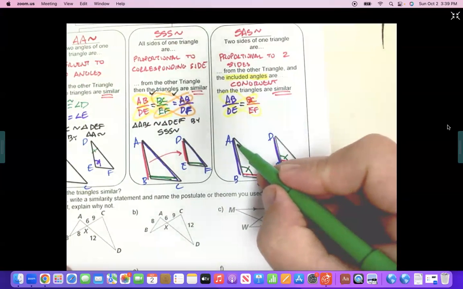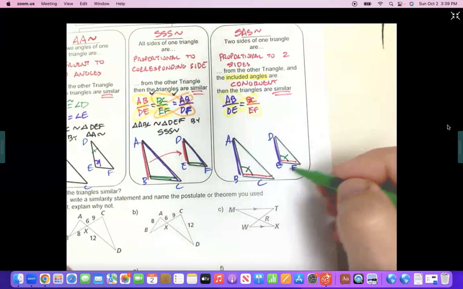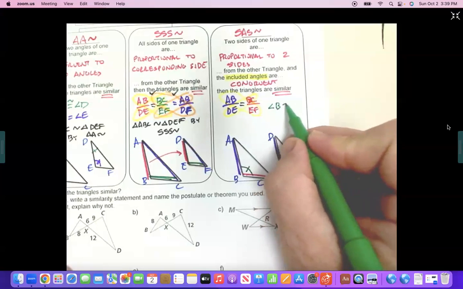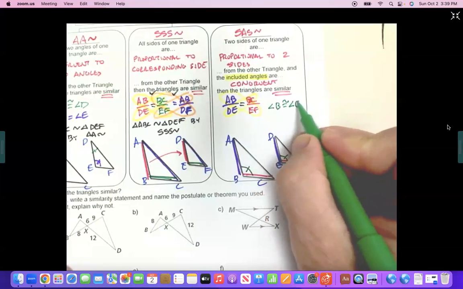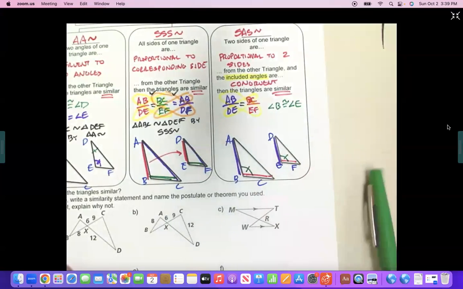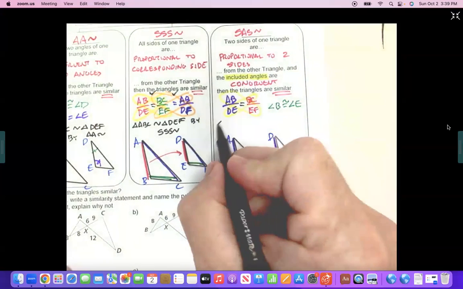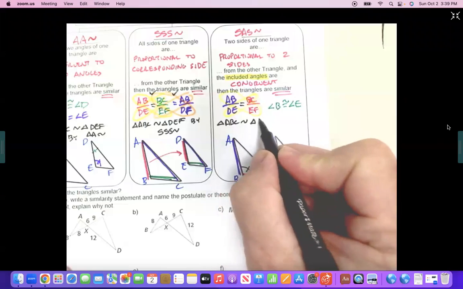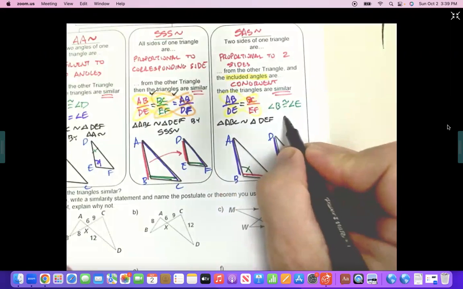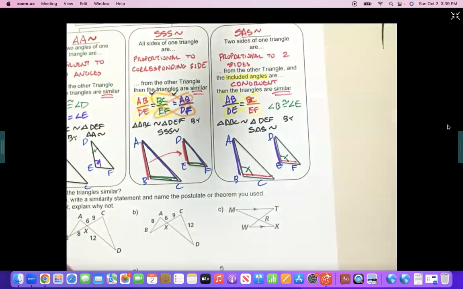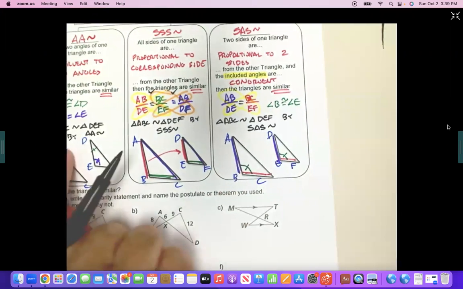It could not be angle A and D, or C and E. It only can be that angle B is congruent to angle E in this case, because that's the included angle between them. Once we have these two things said, then we know that triangle ABC is similar to triangle DEF, this time by our side angle side similarity postulate. Okay, so those are the three.